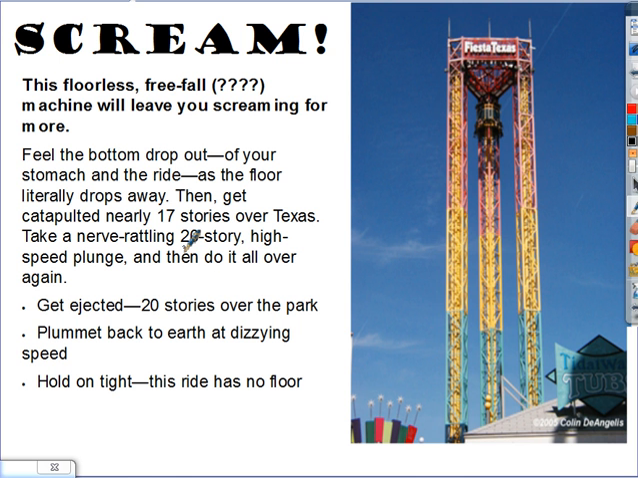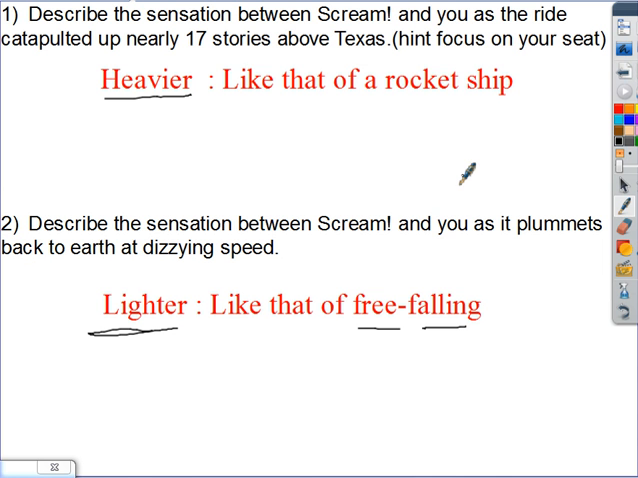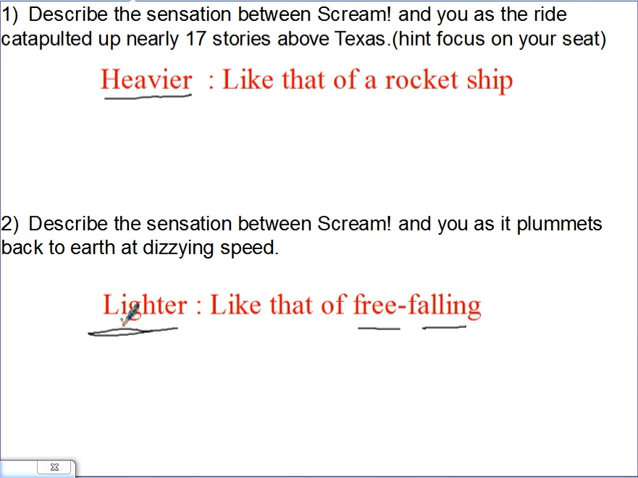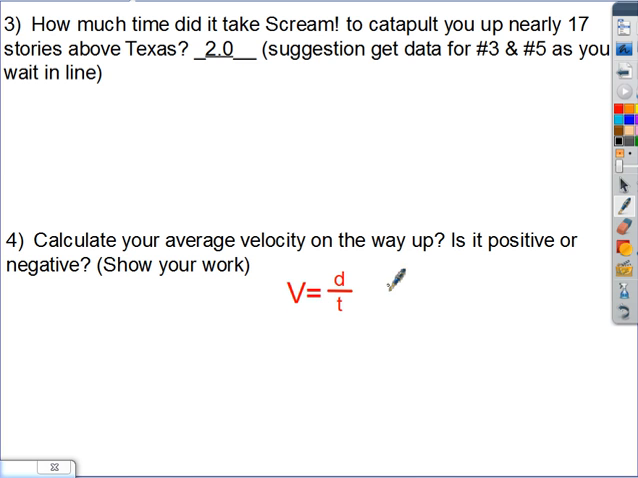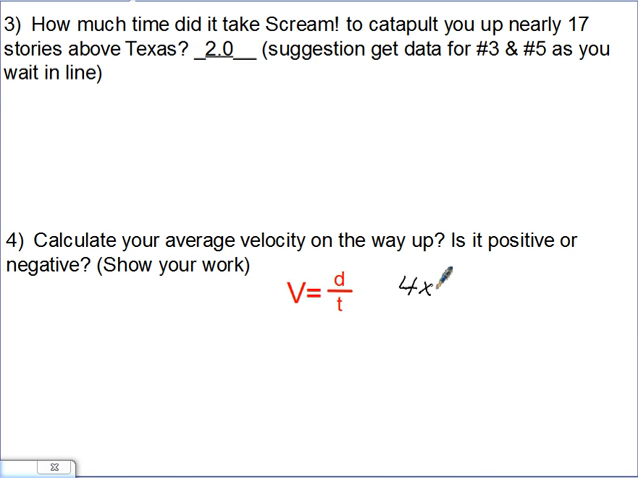So the distance is approximately 20 stories. So 20 stories at about 4 meters per story. So if we took 4 meters per story, 4 times 20 is going to give you about 80 meters. You take that distance divided by the time it took you to get there, and so that means you're going like 40 meters per second for that.